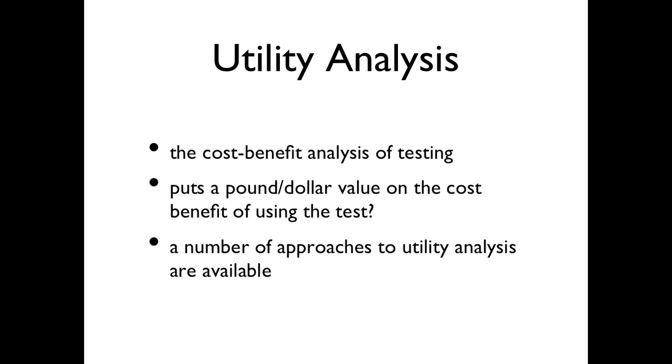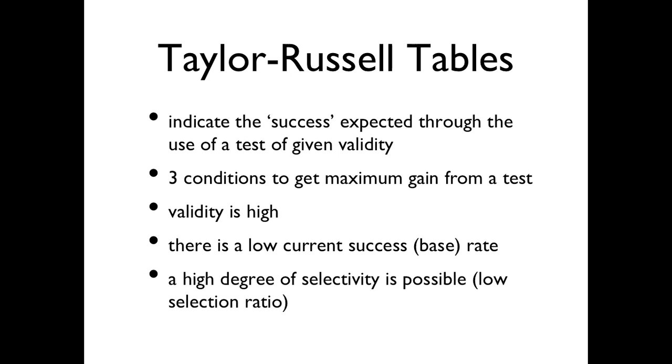The first one we're going to look at is the Taylor-Russell tables, 1939. This indicates the success expected through the use of a test of a given validity. It estimates the percentage of future employees who will be successful on the job if a particular method is used. There are 3 conditions needed to get the maximum gain of a test: the validity is high, there's a low current success rate, and there's as high a degree of selectivity as possible.